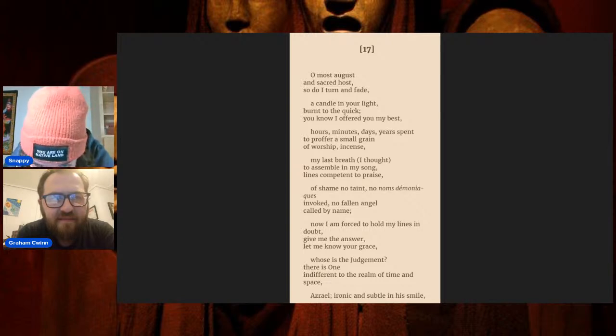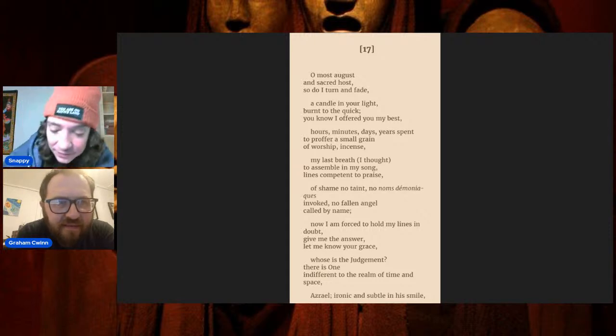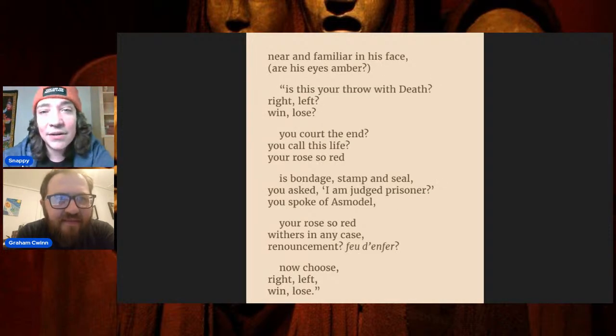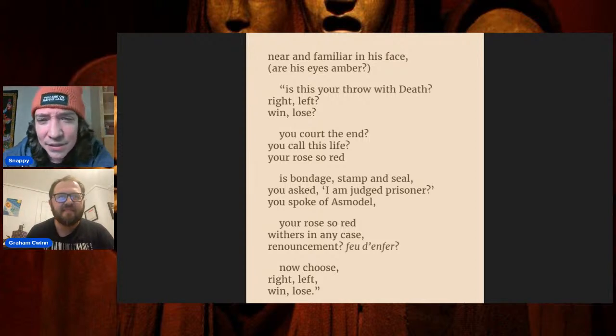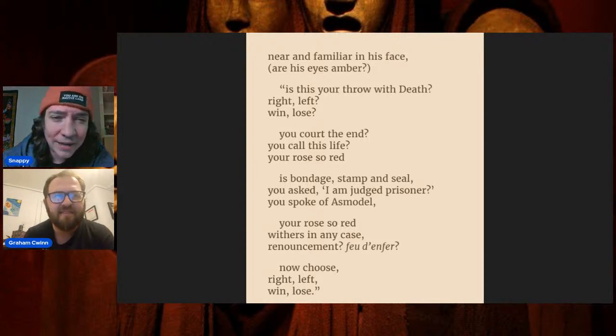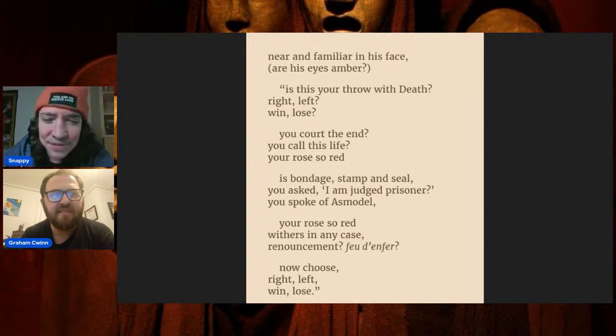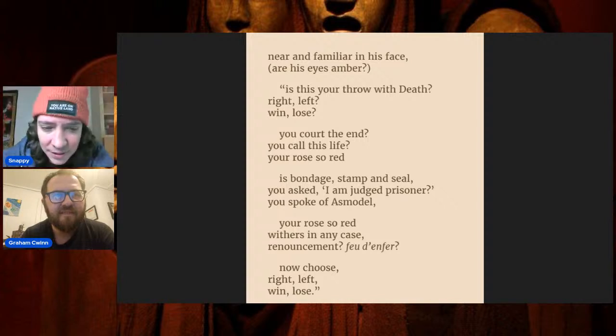Azarel, ironic and subtle in his smile. Near and familiar in his face. Are his eyes amber? Is this your throw with death? Right, left, win, lose. You court the end. You call this life your rose so red. Is bondage stamp and seal? You asked, I am judged prisoner. You spoke of Asmodel. Your rose so red withers in any case.